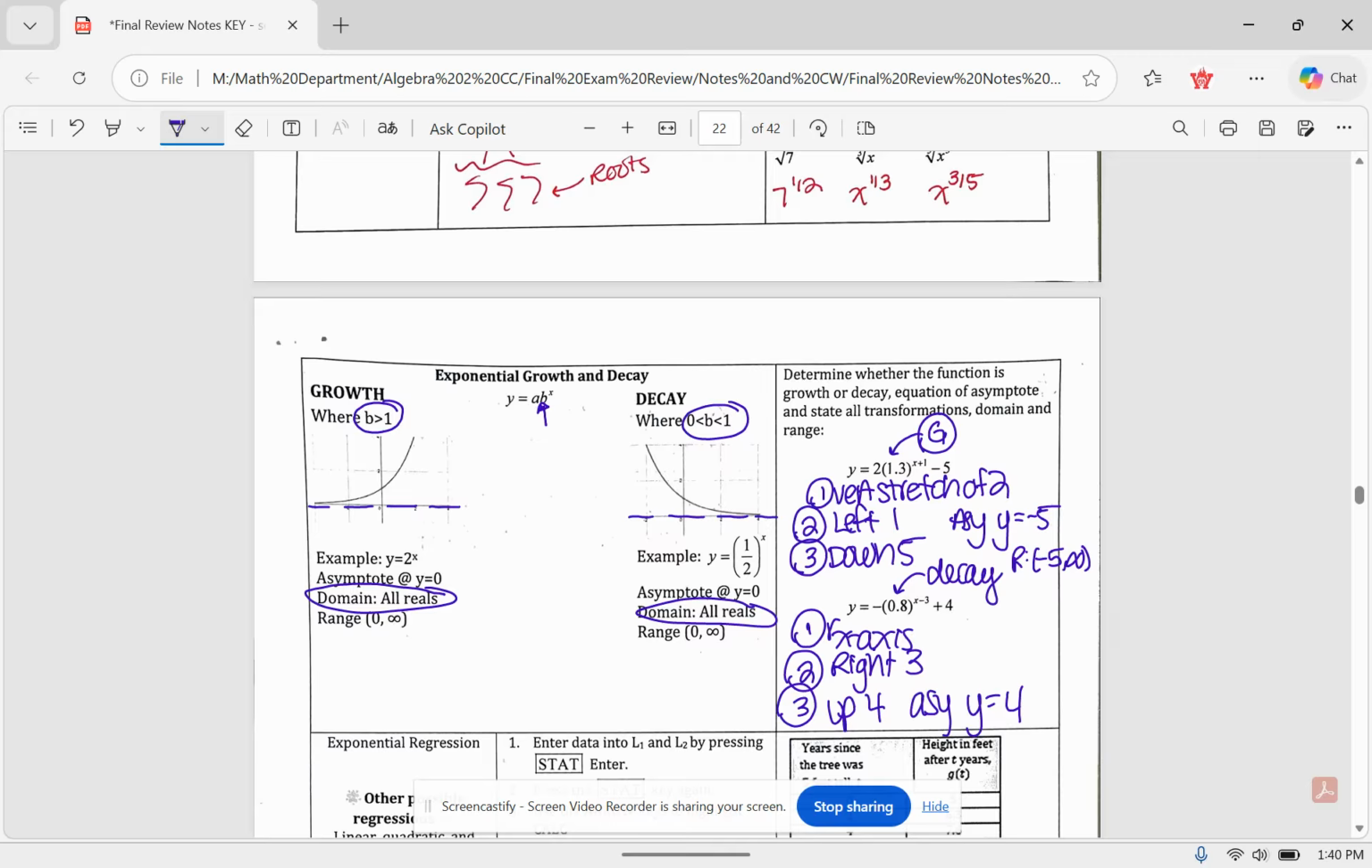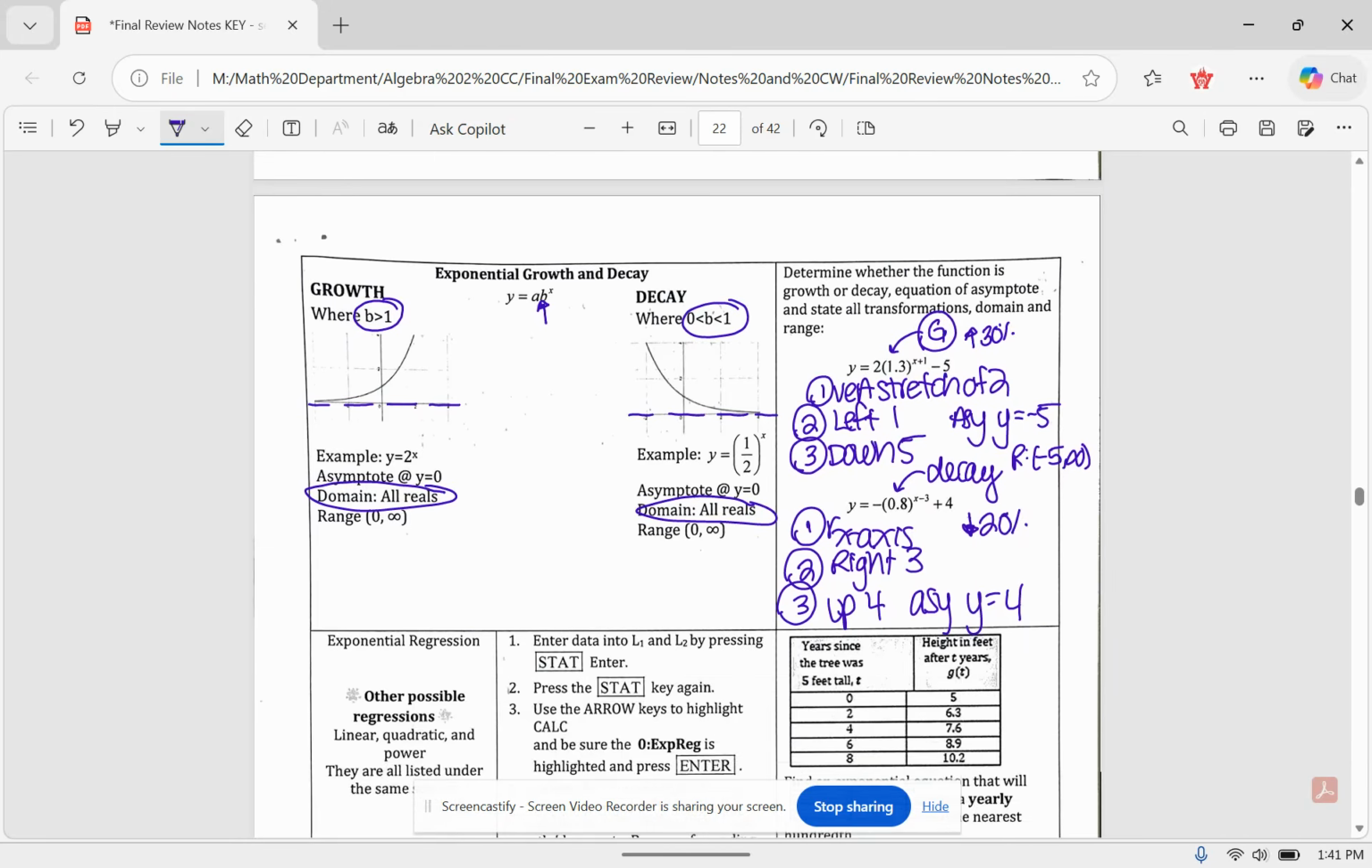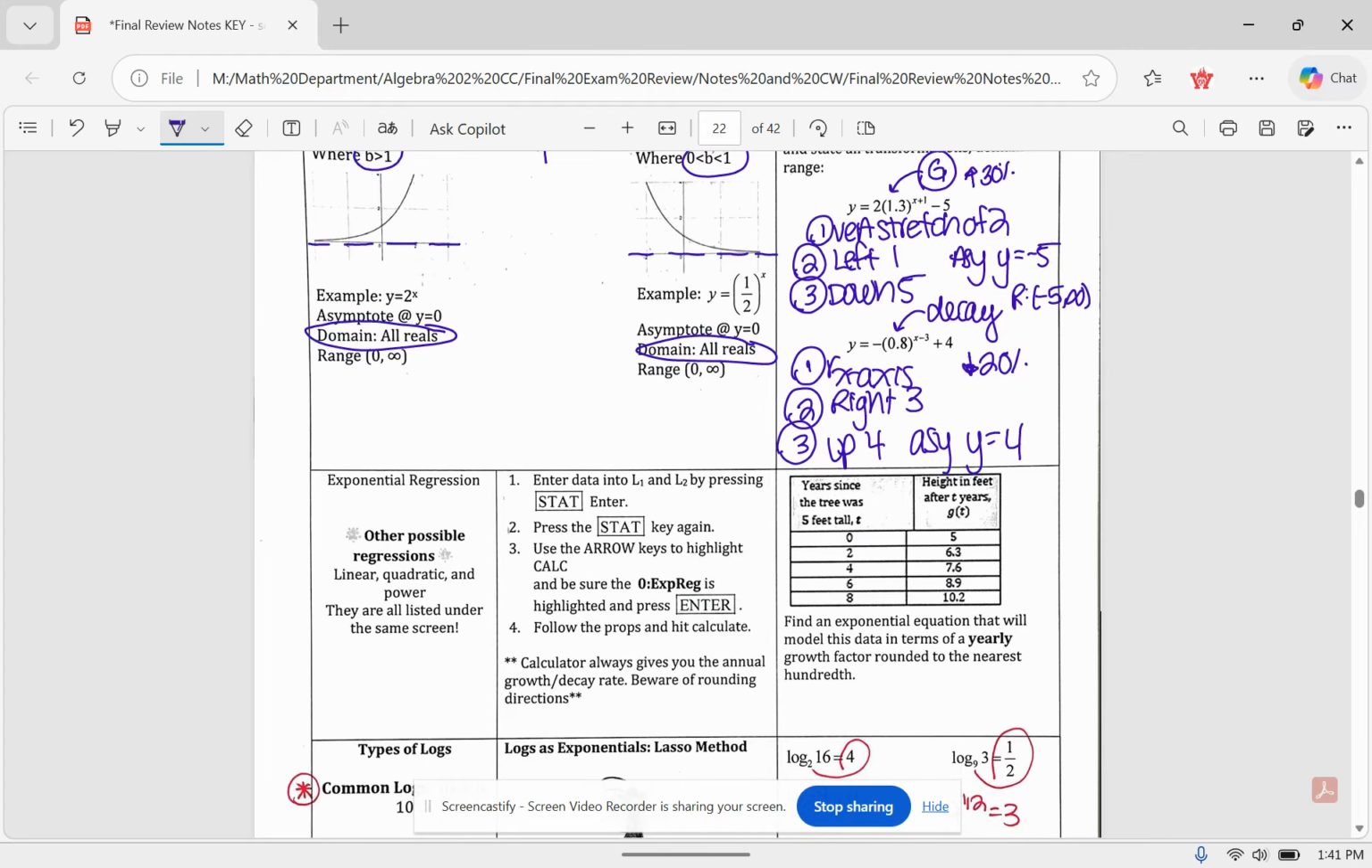As far as the percents of growth or decay, this one up here is growth by 30%, because if I subtract 1 from this, that leaves me with 0.3. So we are increasing by 30%. As for this one, if I subtract that from 1, that leaves me with 0.2. So you're actually decaying by 20%. So hopefully all that sounds familiar.